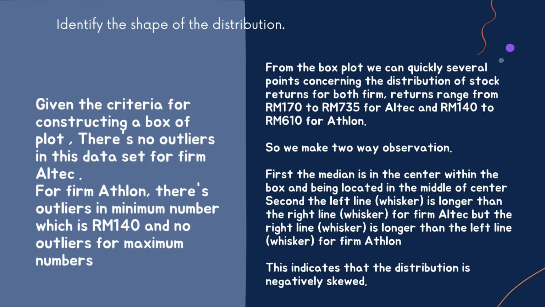From the box plot, we can quickly see several points concerning the distribution of stock returns for both firms. Returns range from 170 ringgit to 735 ringgit for Altec and 140 ringgit to 610 ringgit for Athlon. So we make two observations. First, the median is in the center of the box, located in the middle. Second, the left whisker is longer than the right for firm Altec, but the right is longer than the left for firm Athlon. So this indicates that the distribution is negatively skewed.